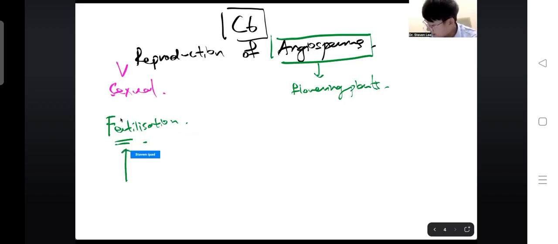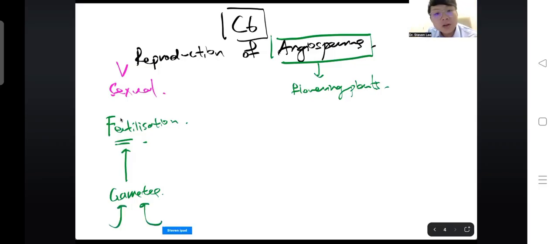You must have gametes. Gametes are the cell sacs, like sperma ataupun our cell telur lah. Okay, so gametes must be produced through the process of meiosis. So that's why later on we are going to study how do we form the gametes. There must be male gametes and female gametes, and how they do fertilization, and how the whole process goes.